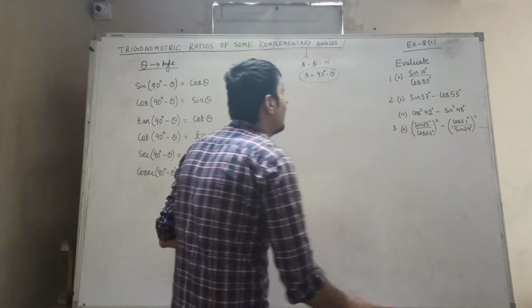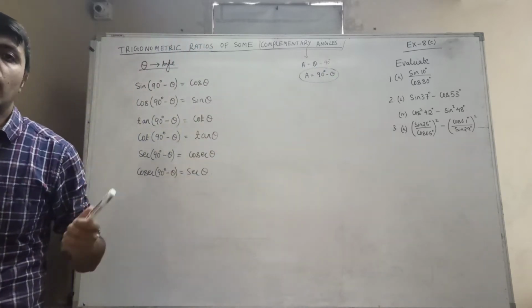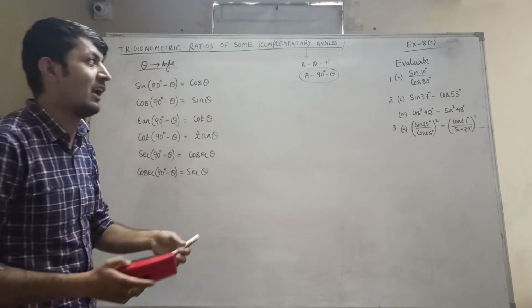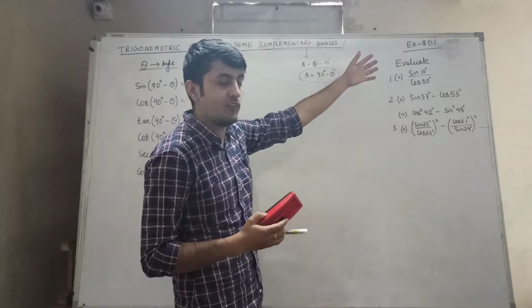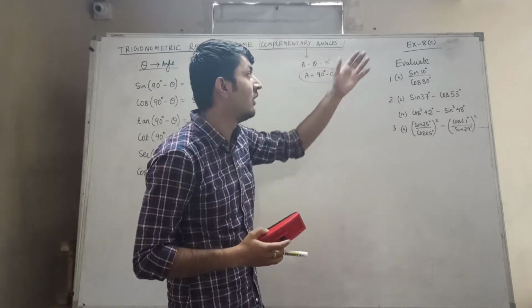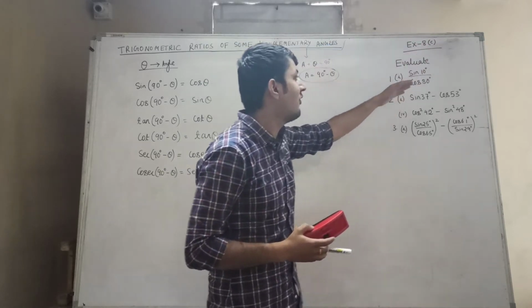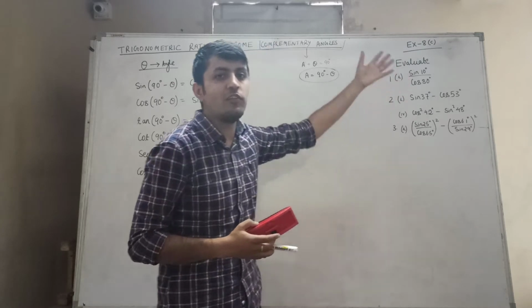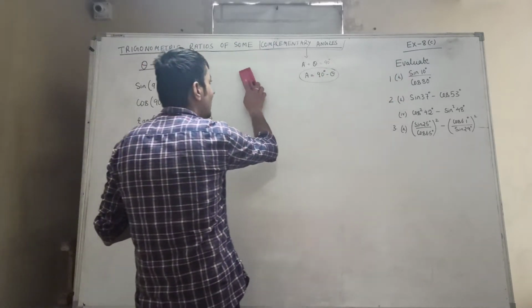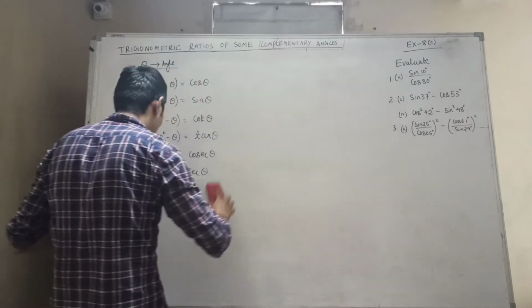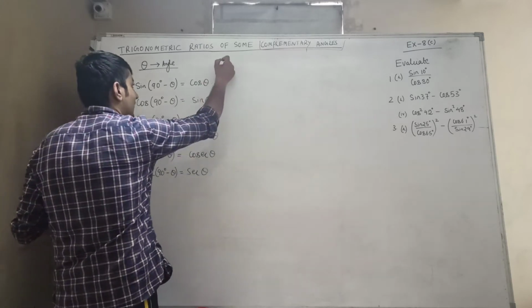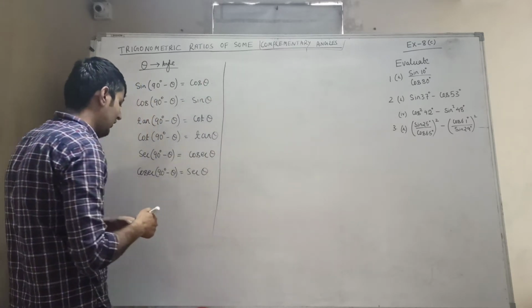Now we'll be solving some of the exercises from your textbook. I have written a few questions, as you can see here on the board, from your exercise 8C. Exercise 8C, I have taken 3 numbers. So let us go to the first one. Let us see the first problem.